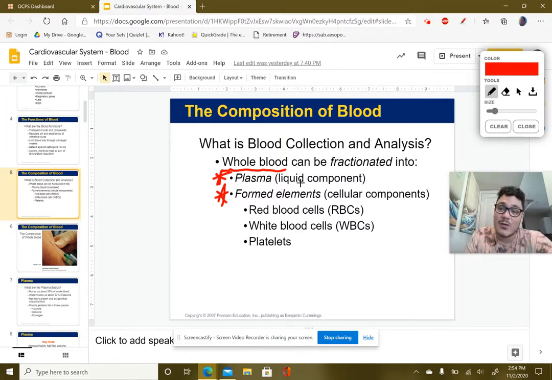But plasma is going to be the liquid component, whereas the formed elements are going to be the things that we make. So what are the things that we make? Red blood cells, white blood cells, and platelets. These are things that we make in our red bone marrow. Remember the red bone marrow, that's stuff that we learned back in the skeletal system. So the red bone marrow makes all these elements for us.